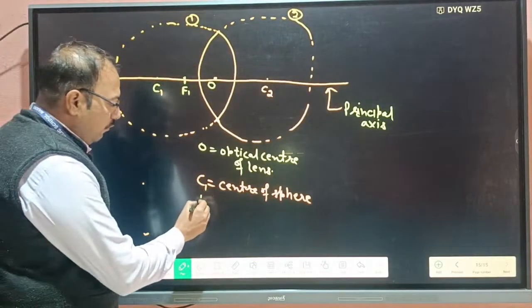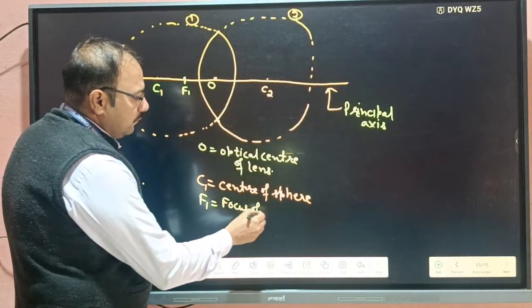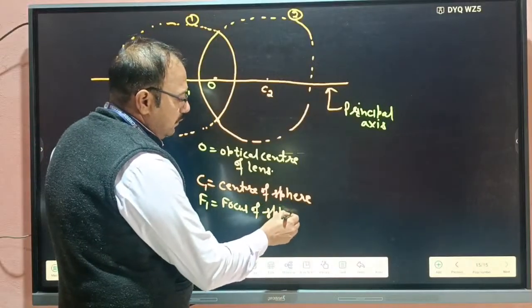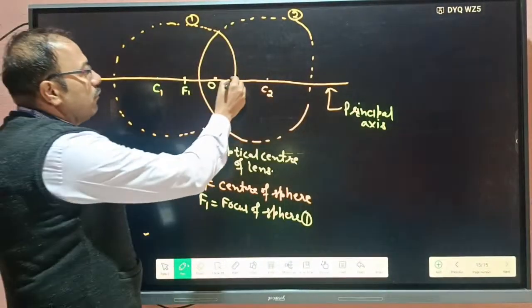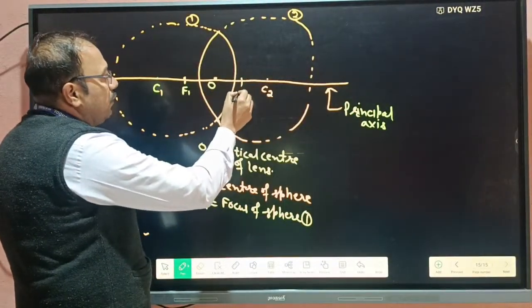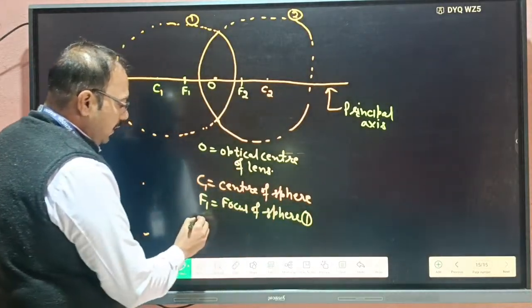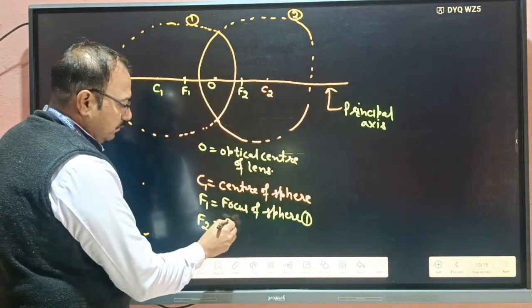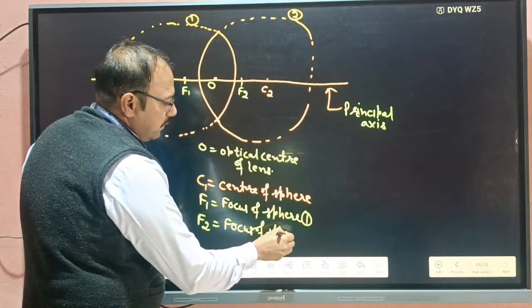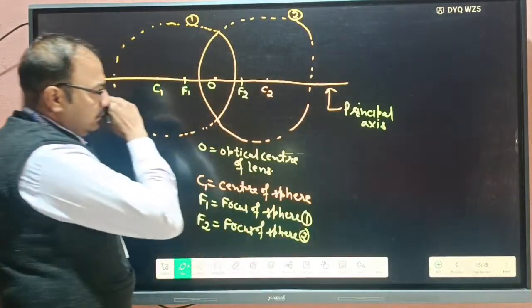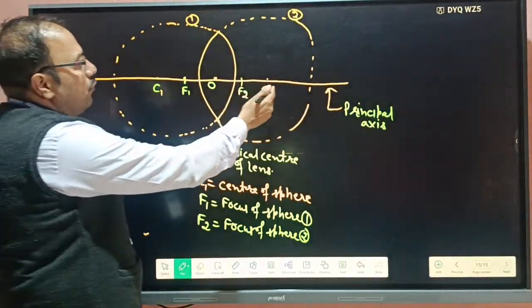So we write here F1, focus of sphere 1. Okay, so similarly here another focus. This is known as F2. This is sphere 2, and F2 is the focus of sphere 2. Okay. So C1, F1, O, and F2, C2.